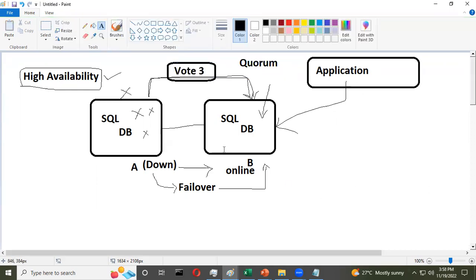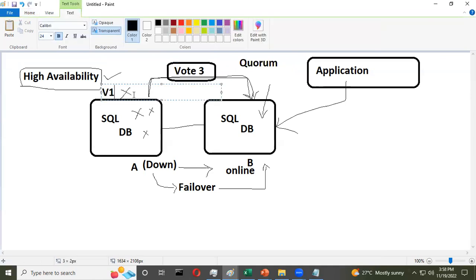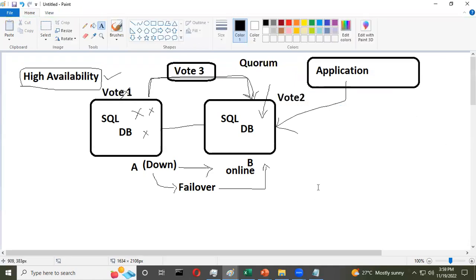Vote three, for example, it has vote one. It has vote two, right? So if this is down, for whatever reason, these two will make a quorum, so make sure that these two are available. And if these two are available, then your databases will fail over immediately and your application will be able to connect, right? So don't worry about how this works, I will show you how it works. But for now, understand that high availability is nothing but, without any manual intervention, the system will fail over automatically, and make sure that this is available without any issue.